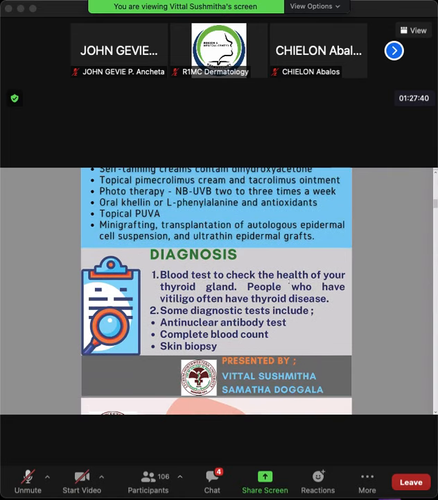For the diagnosis, a blood test to check the health of your thyroid gland. People who have vitiligo often have a thyroid disease. Some diagnostic tests include antinuclear antibody test, complete blood count, and skin biopsy.